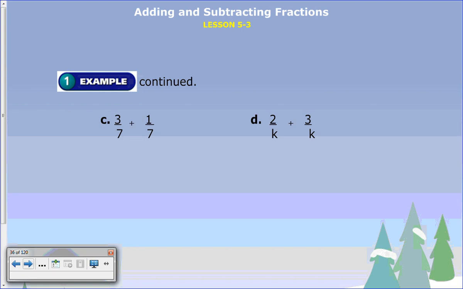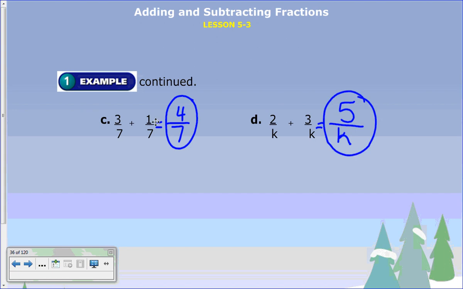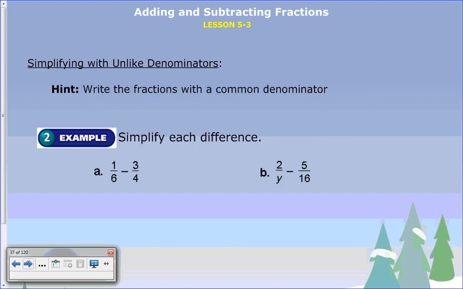All right, let's check C and D. Well, here we have a denominator of 7. And on top, we have 3 7s plus 1 7s. Well, 3 plus 1 is 4. 4 7s. For D, our denominator is k, and then we have 2 plus 3, which is 5. So we get 5 over k, or 5 divided by k. So it's very easy to simplify when the denominators are the same.